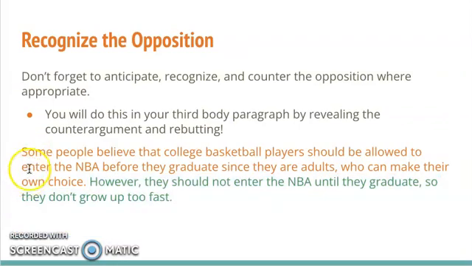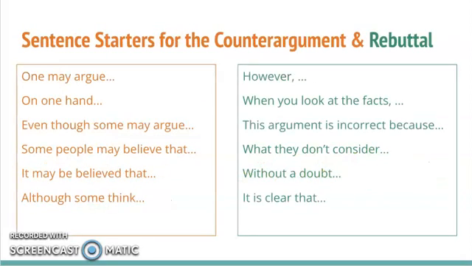So we need to address the opposite side and then state our beliefs that show that the opposite side is wrong, and we back that up with evidence. And right here, you'll see different sentence starters that will help you with that third topic sentence with your counter argument and your rebuttal. All of these right here are good ways to start your counter argument to show what the other side believes, and then all of these here will help you rebut it to prove them wrong.